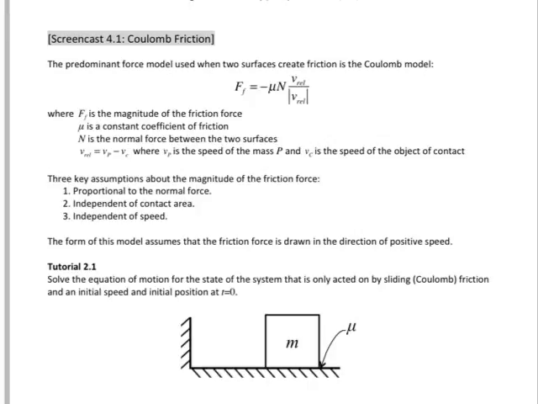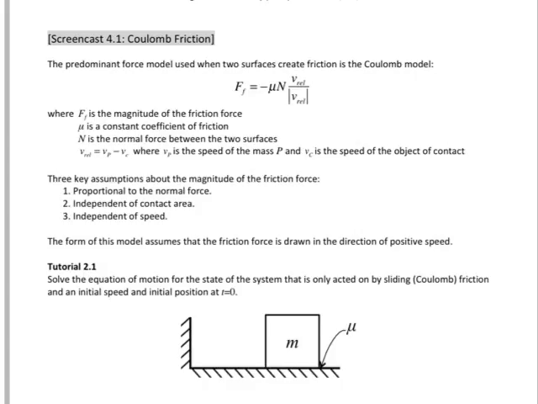Hey folks, in this screencast, we introduce our first model that deals with a dissipated force, and that's a friction model that we call Coulomb friction, also considered dry friction. This is something that we use often because we need to accommodate for this energy loss that occurs in the machines that we design and analyze.